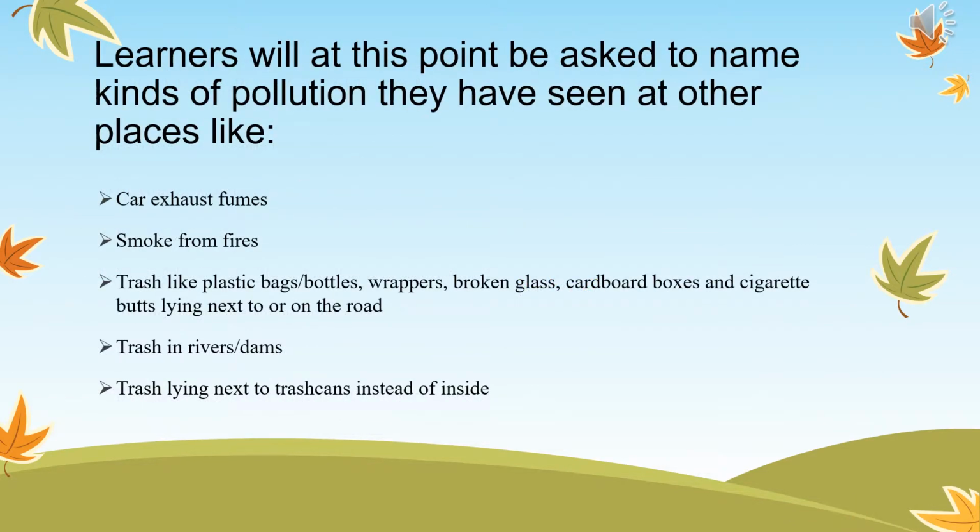The learners will at this point be asked to name examples of pollution they have seen in other places, like plastic bags, plastic bottles, plastic containers, wrappers, broken glass, cardboard boxes, cigarette butts, etc., lying next to or on the road. There's also a lot of trash in our rivers and dams. There's even pollution in our air caused by smoke from fires and emissions from factories and car exhausts.